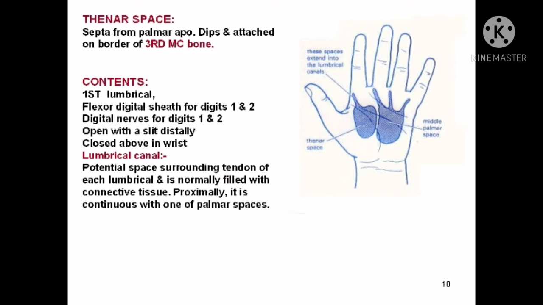The lumbrical canal. It is a potential space surrounding the tendon of each lumbrical and is normally filled with connective tissue. Proximally, it is continuous with one of the palmar spaces.